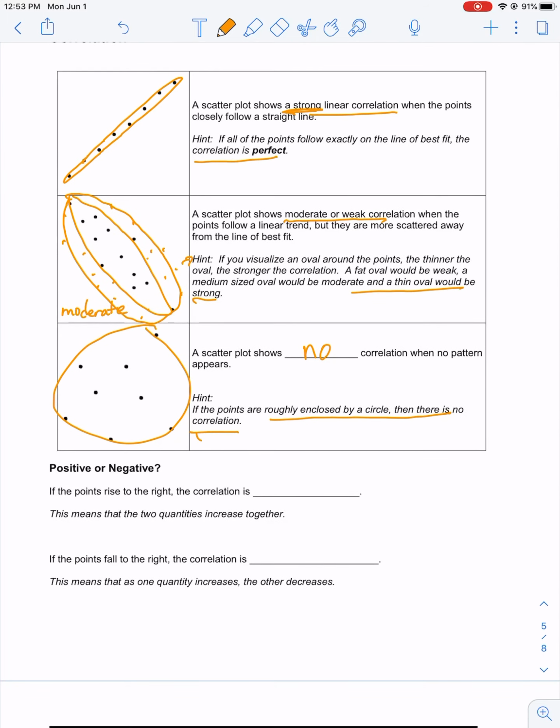And then we also talk about positive or negative correlation. If the points rise to the right, the correlation is called positive. That means it's got a positive slope. And if the points fall to the right, that's called a negative correlation. So they're coming down. This means that as one quantity increases, the independent, the dependent decreases. And for positive, both quantities increase together.